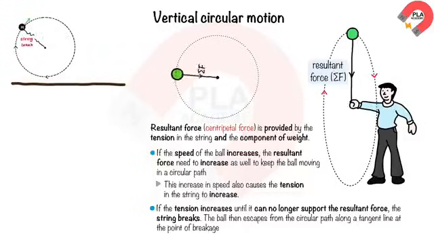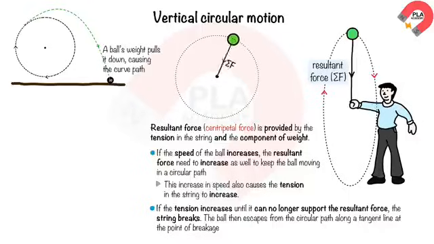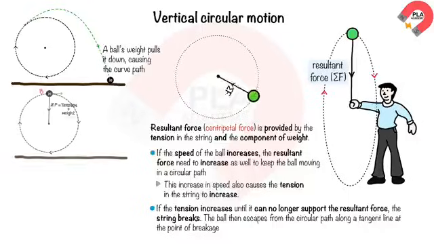If the string breaks at point A, the object escapes from the circular path along the tangent line at point A, and then it is pulled downward by its weight to the ground. This causes the travelling path to be curved as shown.